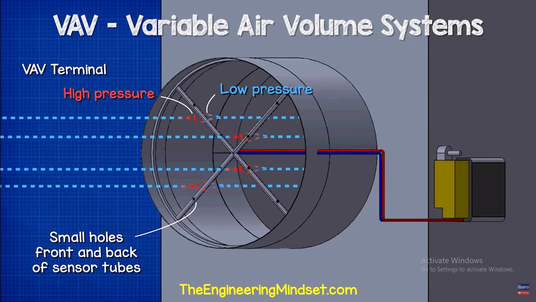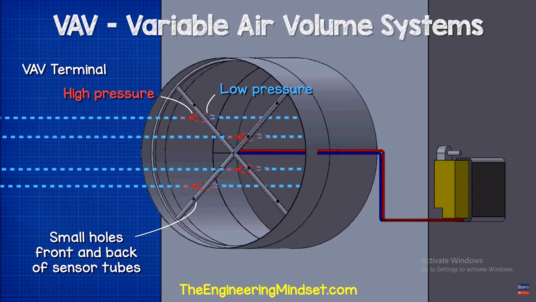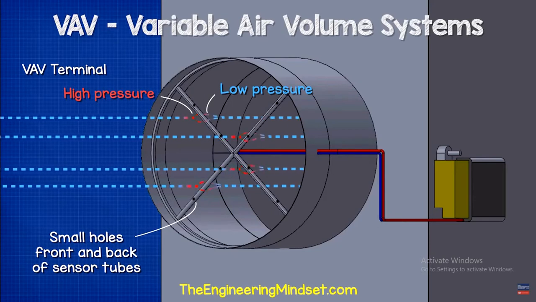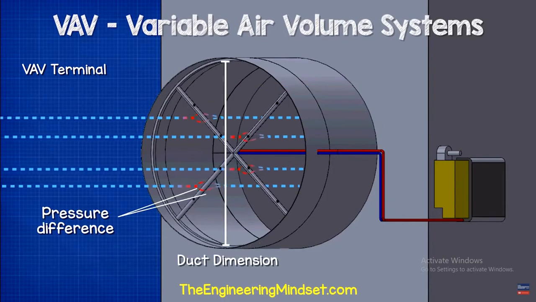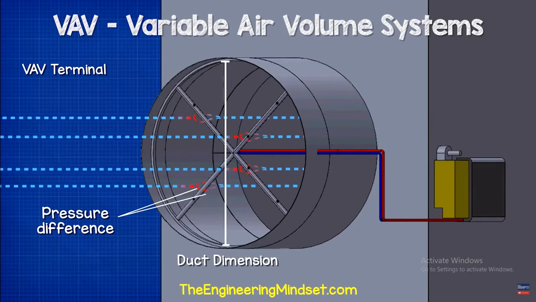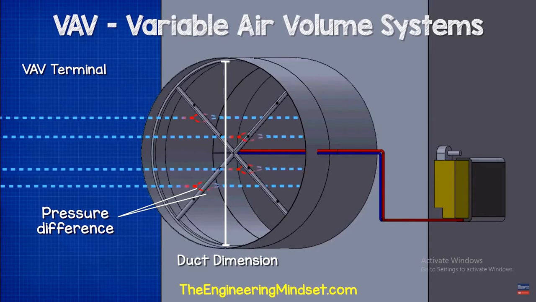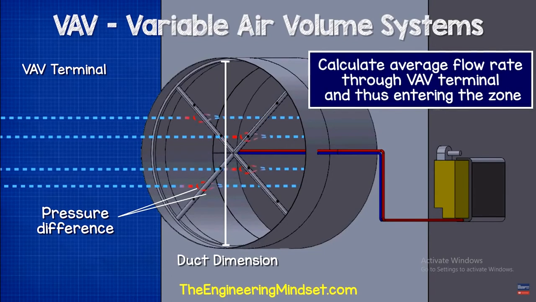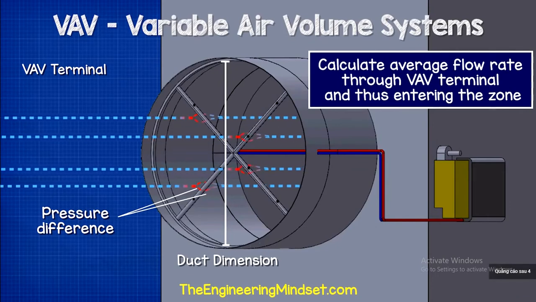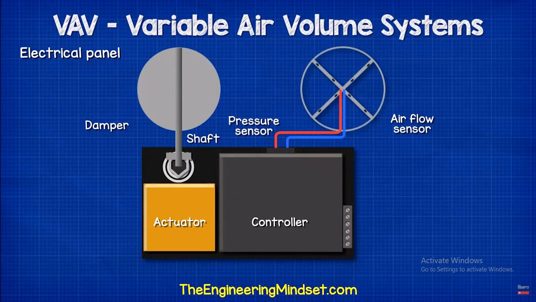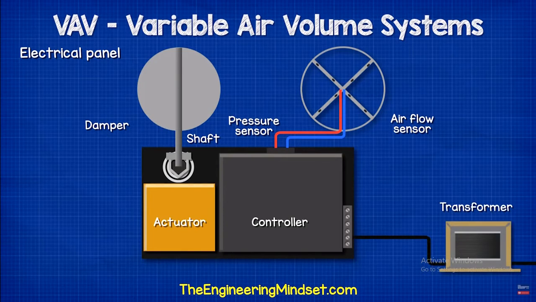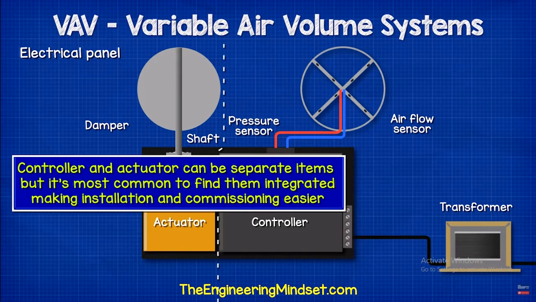The controller, actuator and pressure sensor can be separate items, but now it's most common to find these as an integrated unit, which makes installation as well as commissioning far easier. The thermostat is connected to the controller, and this will provide the controller with information on the room temperature, etc. The controller is typically pre-programmed and will contain a strategy which tells the actuator, a small internal motor in the actuator, to rotate the shaft, thus the damper, changing position. Additionally, the controller usually allows for network control or to link to other terminal units also.